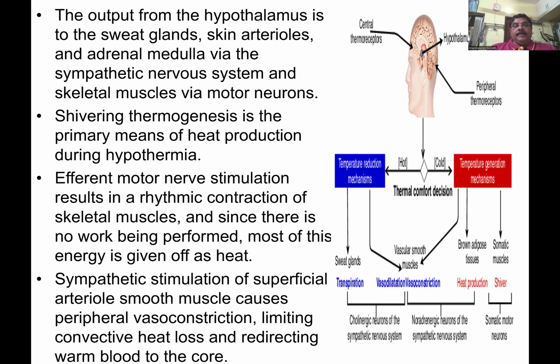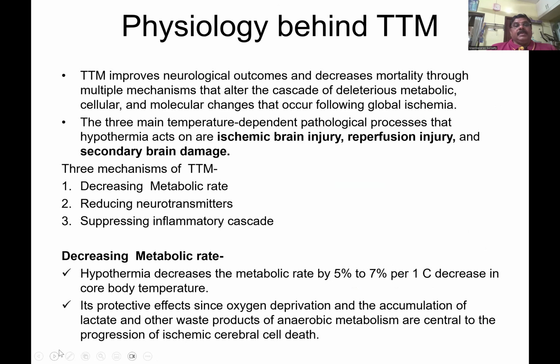So by increasing the shivering, they increase the temperature, and second, by increasing the sympathetic stimulation, they redirect the blood from the cold periphery. So, what is the physiology behind target temperature management?